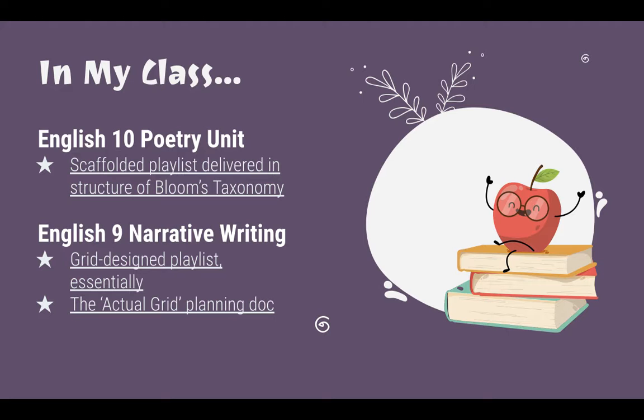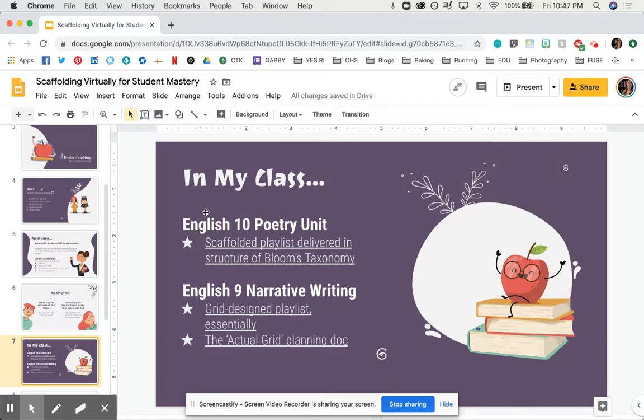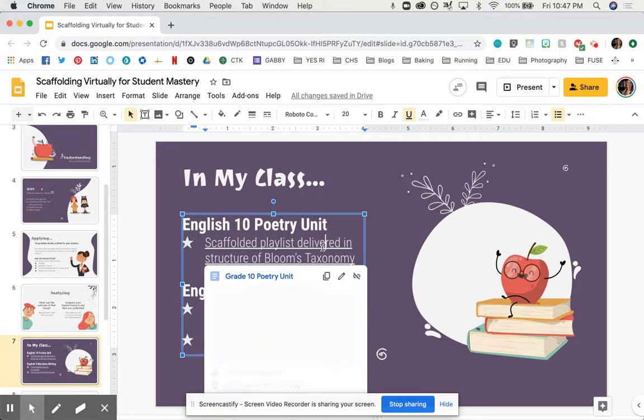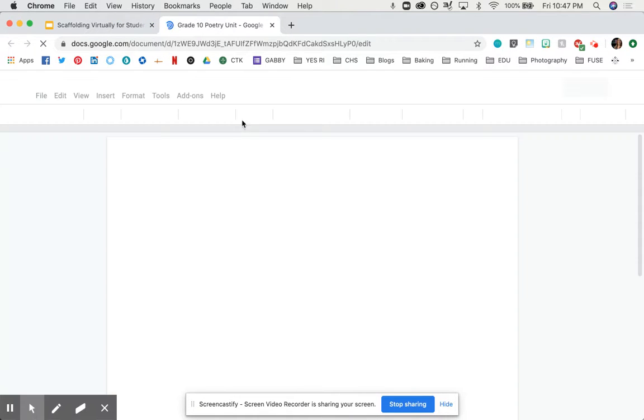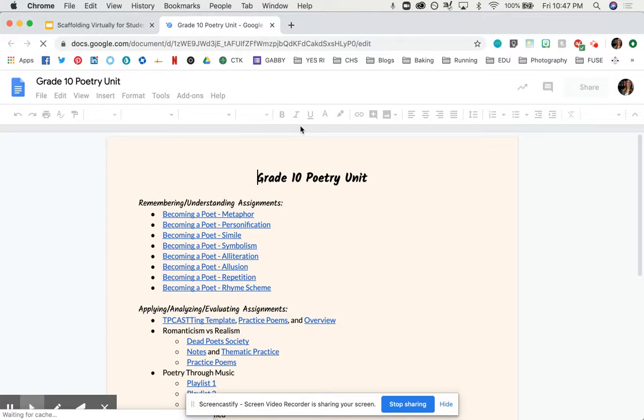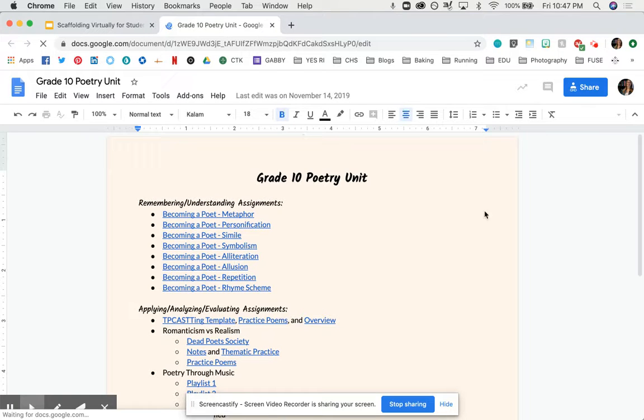All right, in my class, I teach 9th and 10th grade English, so we're going to use poetry and narrative writing. I do two different ways of scaffolding. This is my playlist unit. In my poetry playlist unit, the students were working through this at their own pace. I would provide 3 or 4 assignments to do per class, and they got to choose the order that they worked on these. But each of the playlists is set up in Bloom's taxonomy.